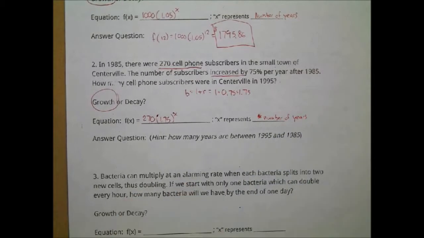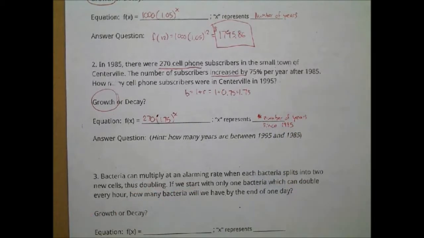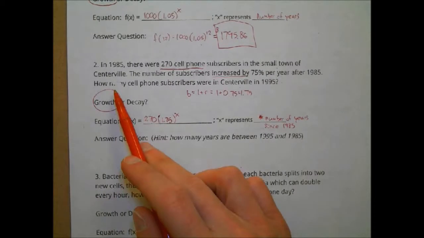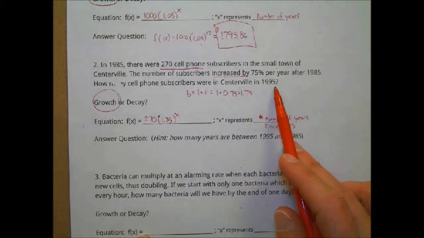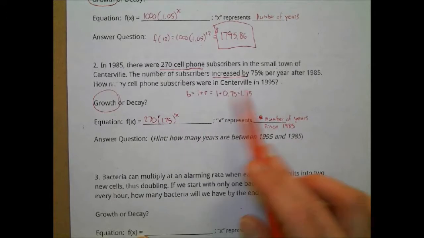Okay? Now, it's more than just number of years, though. It's number of years since what? Since 1985, yes. This one's a little bit different because we're given the year it starts, okay? In the first one, we were just saying, hey, 12 years later. This one's saying in 1985, you have this much. So we have to say since 1985 there, okay? We want to figure out how many cell phone subscribers were in Centerville in 1995. Should I put 1995 in for my X? But 1995 is not a number of years.